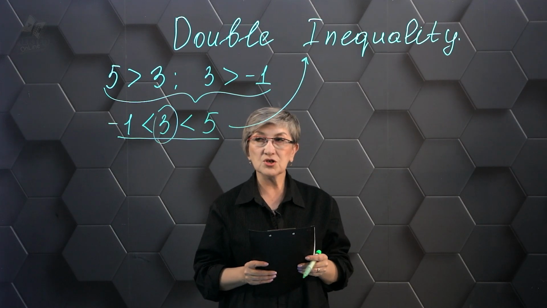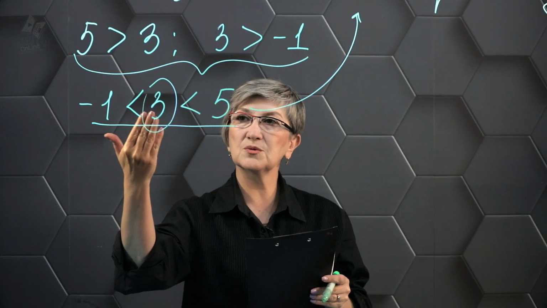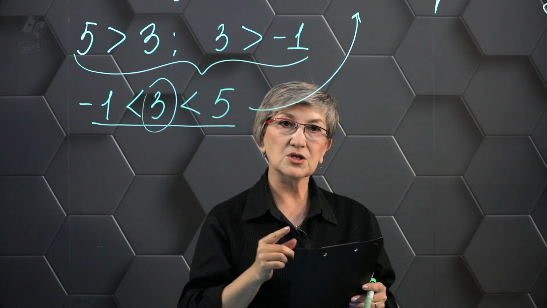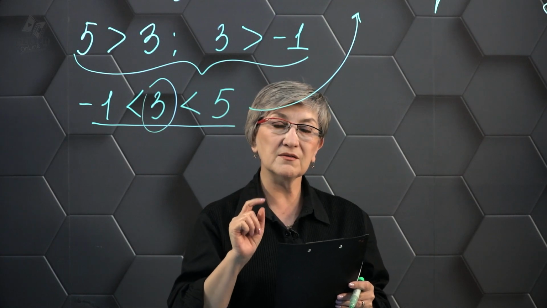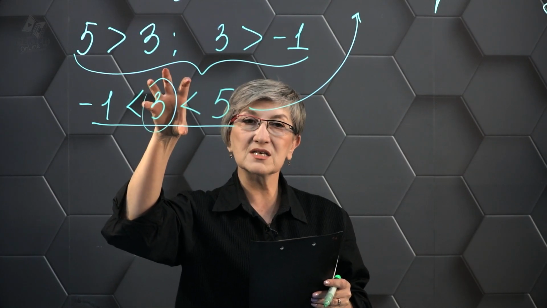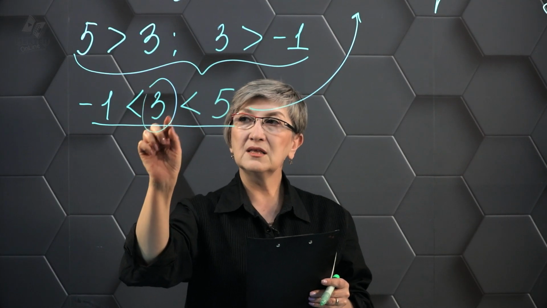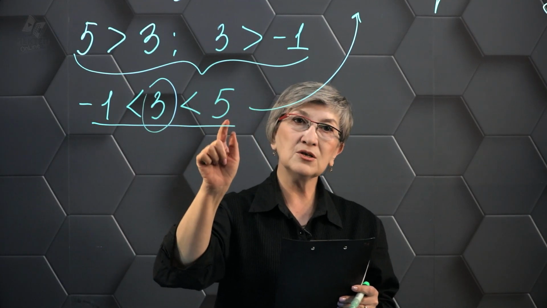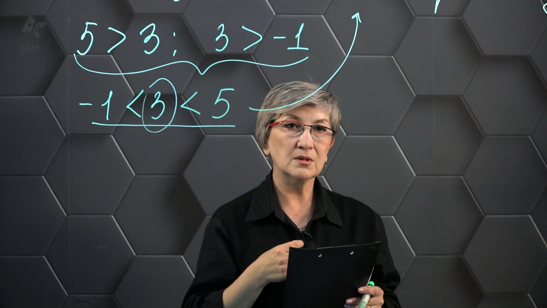You might wonder why we can't say that -1 is smaller than 3 and 3 is smaller than 5. I agree, it can be read that way, but in math, this expression is termed a double inequality. This inequality is read starting from the number placed between the two inequality symbols. 3 exceeds -1 yet is less than 5. Therefore, we refer to a double inequality.